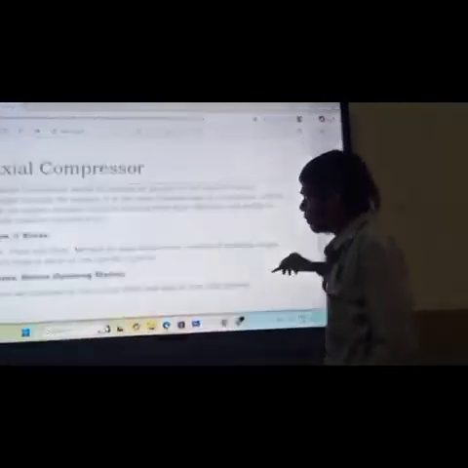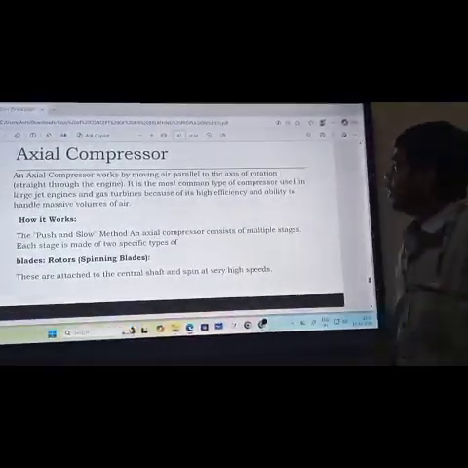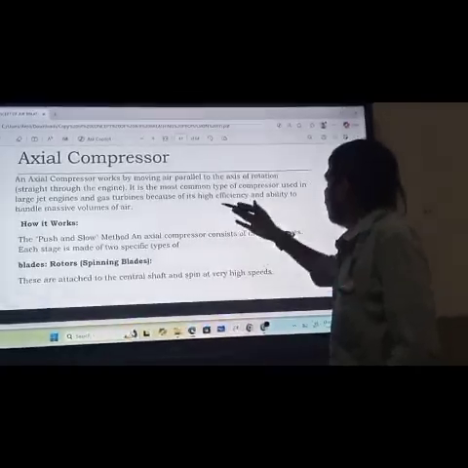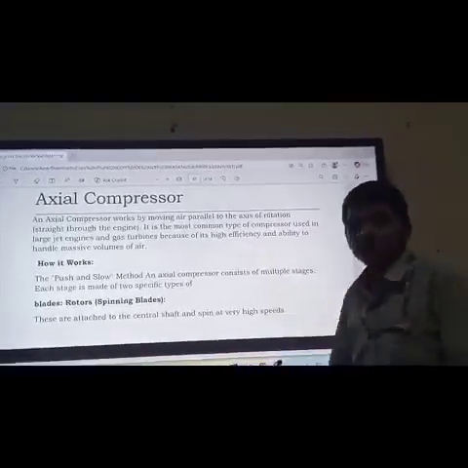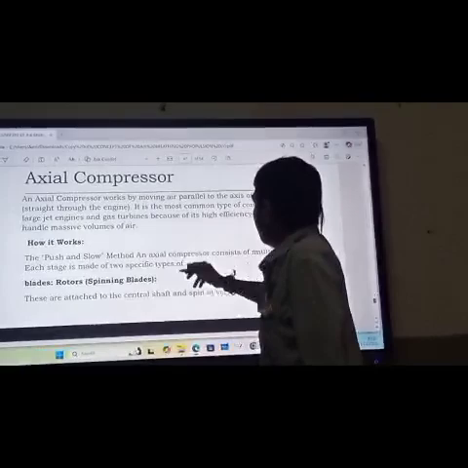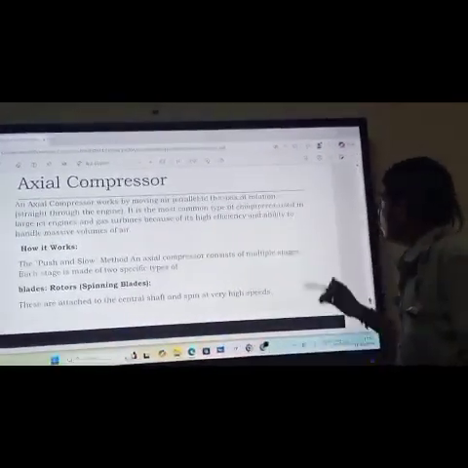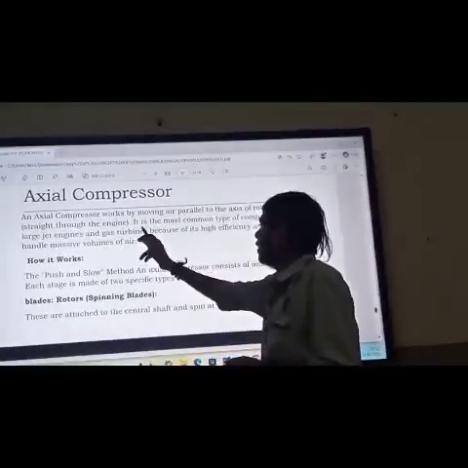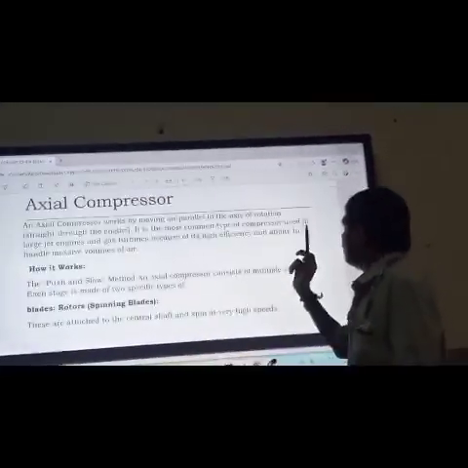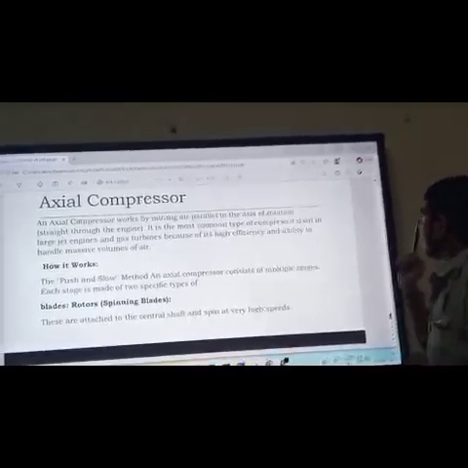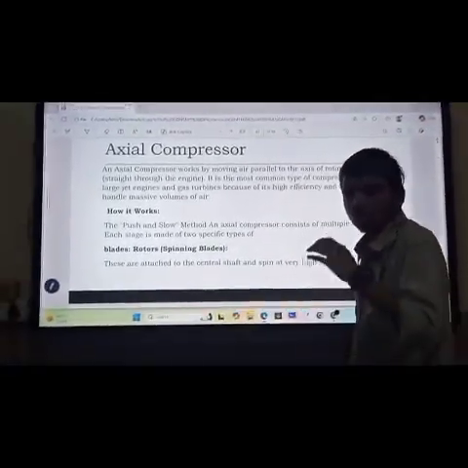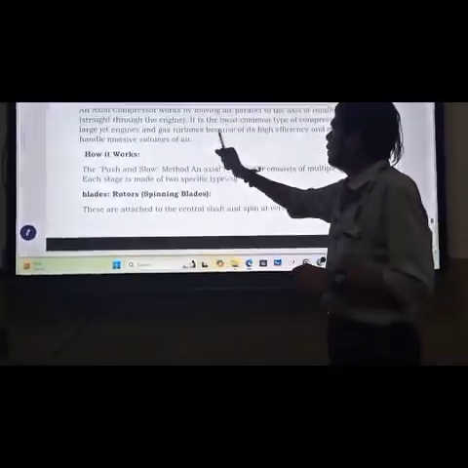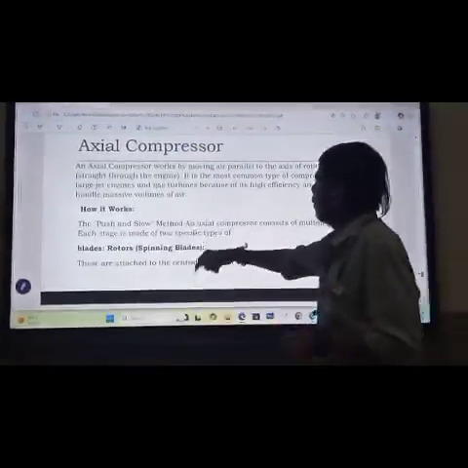Let's come to the axial compressor. Axial compression works by moving air parallel to the axis of rotation, straight through the engine. It is the most common type of compressor. It is used in large jet engines and gas turbines because of its high efficiency and its ability to handle massive volumes of air.